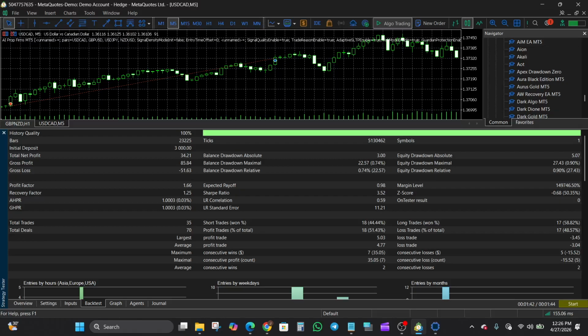All right. So as always, results will vary depending on settings and market conditions. So proper forward testing is essential before using this expert advisor or even purchasing it.